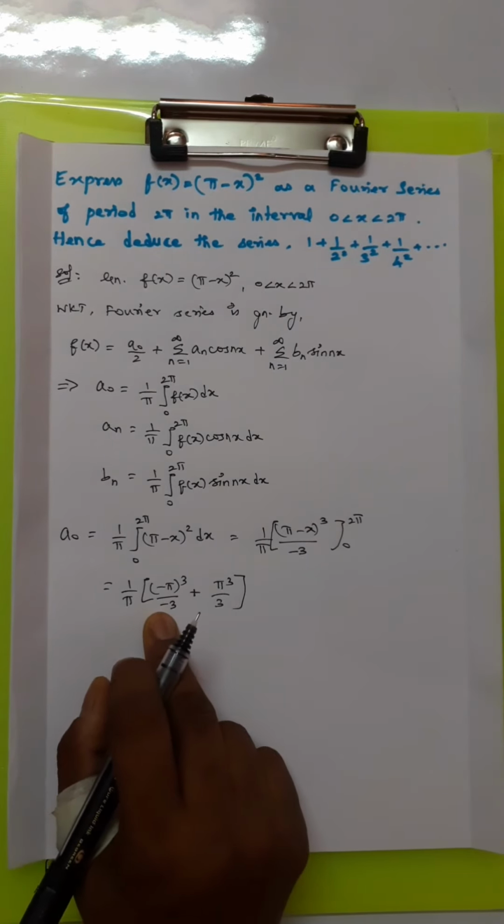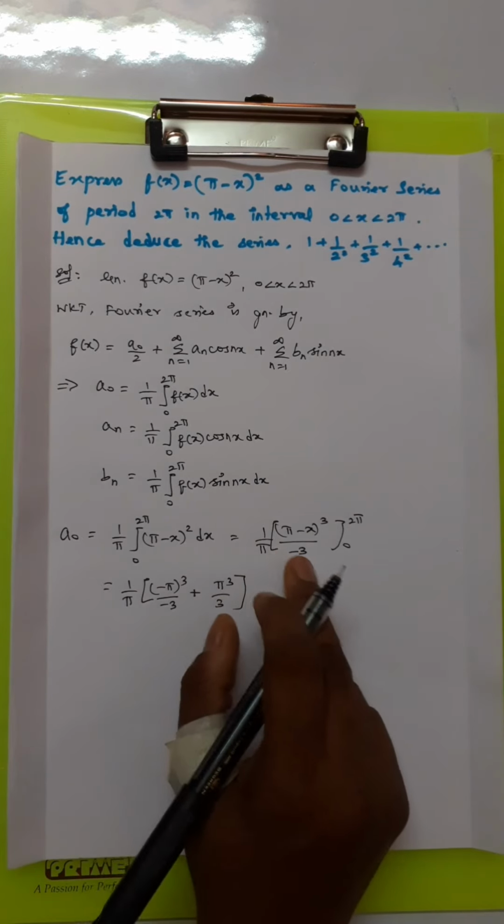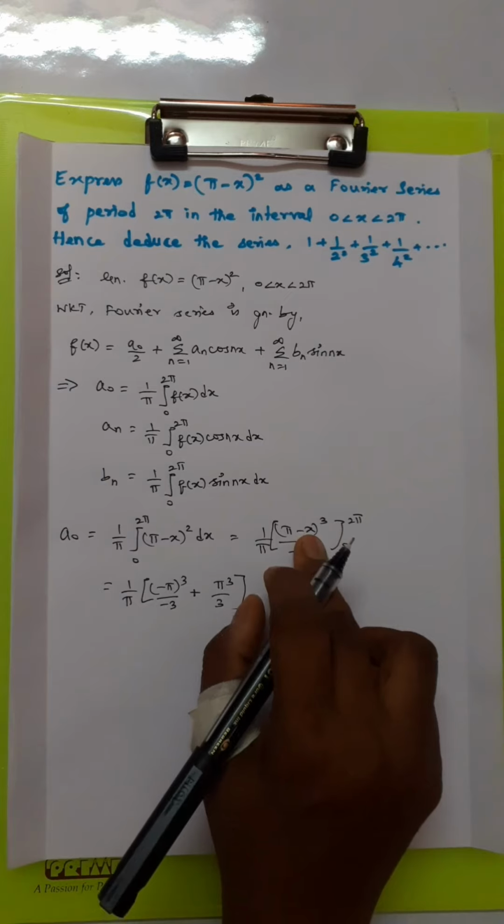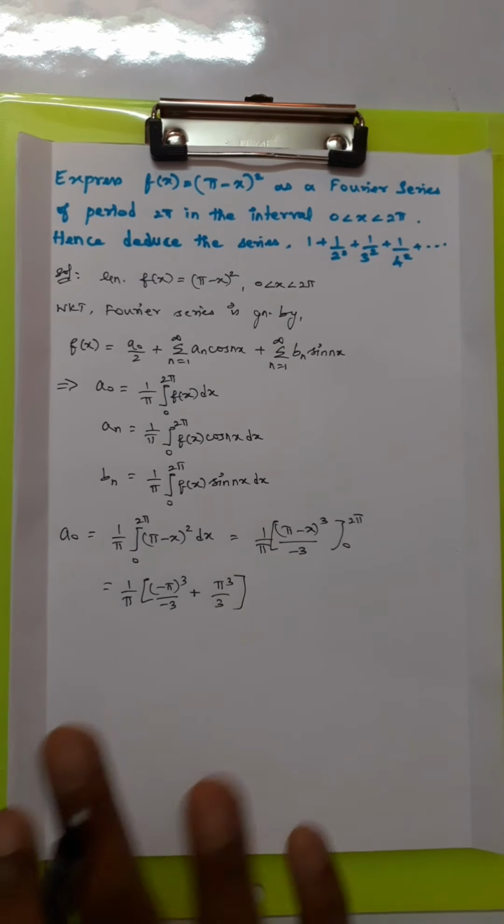Upper limit minus of lower limit. So minus of minus has become plus here. And x takes the value 0. So it is just pi cube by 3.